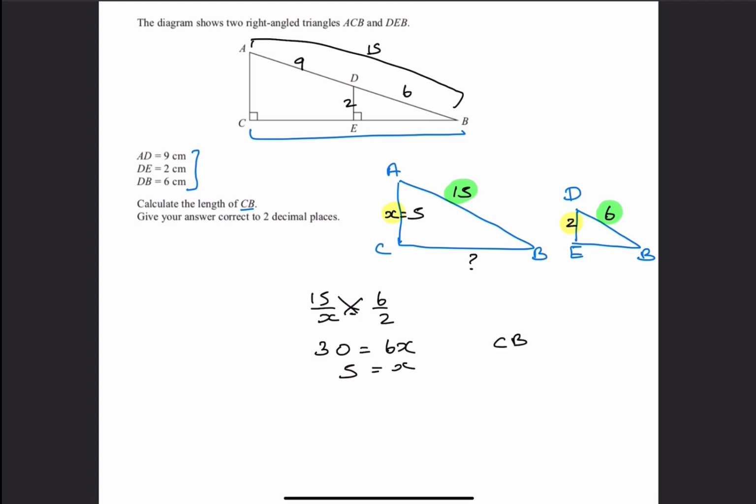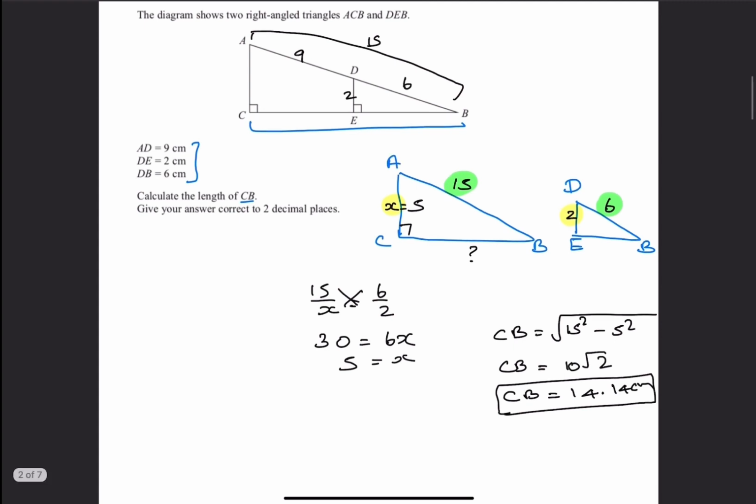Now I still need to do CB. Because I know this is a right angle triangle, I can do Pythagoras. CB is the shorter side, so it's the square root of 15 squared take away 5 squared. CB is equal to 10 root 2. But obviously they want it to 2 decimal places. So it's 14.14 centimeters. That's your final answer.